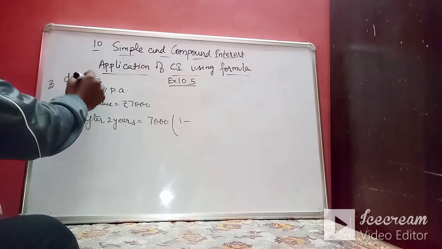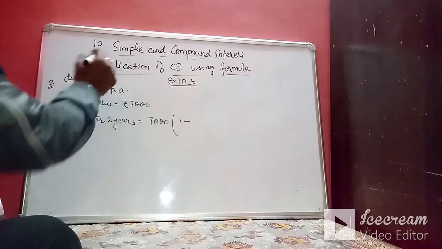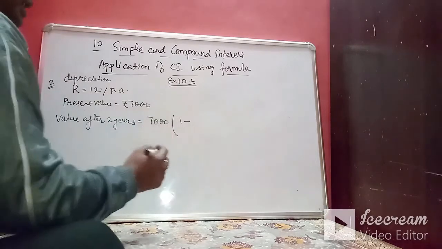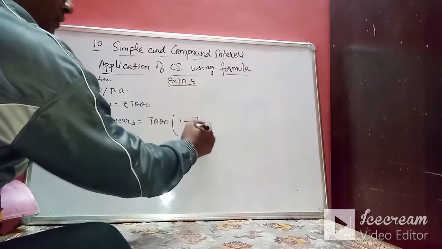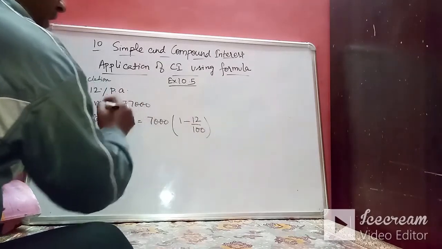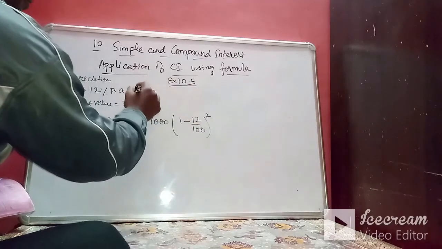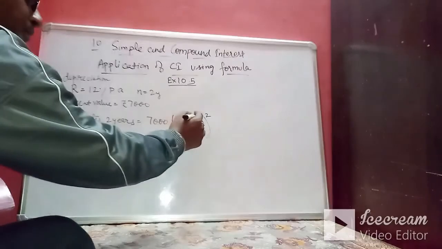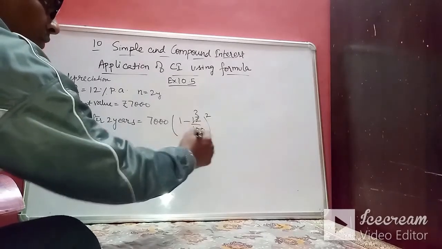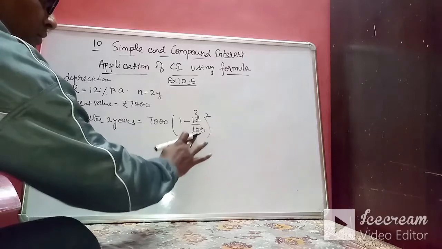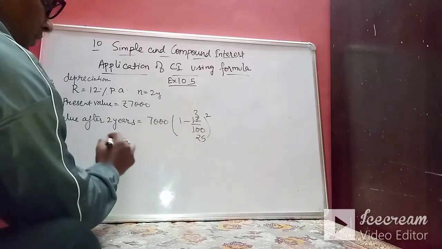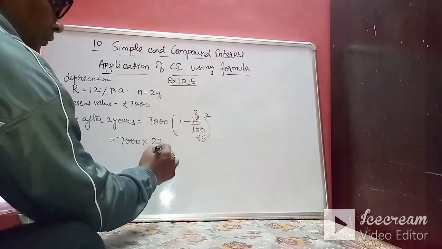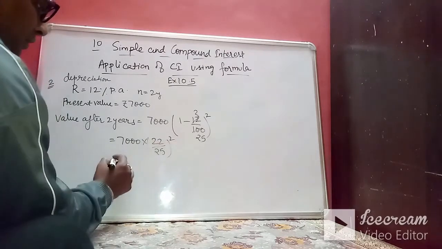Since depreciation means decrease, instead of plus we are using the minus sign. 12 upon 100, and we have to calculate after 2 years. N is here given as 2 years. So it will be 7,000 into 22 upon 25 whole square.